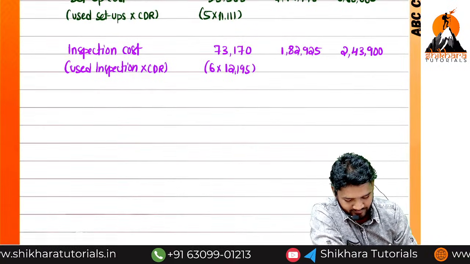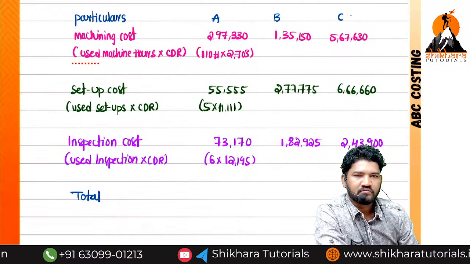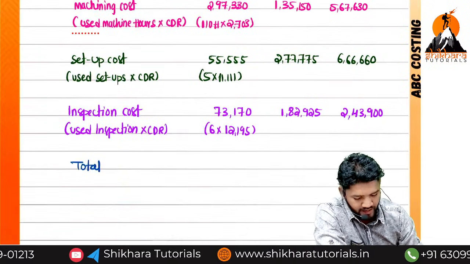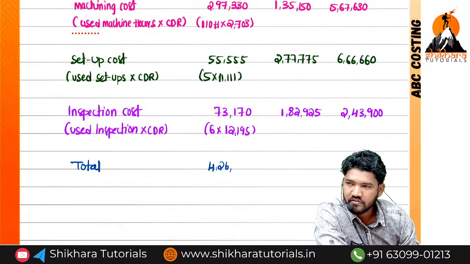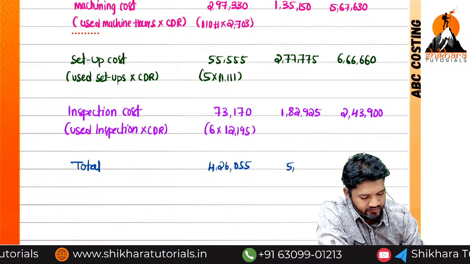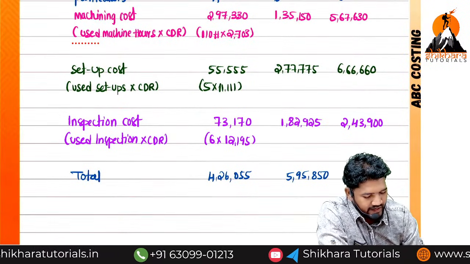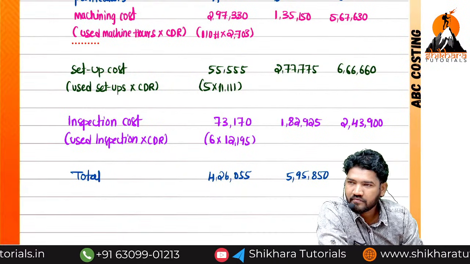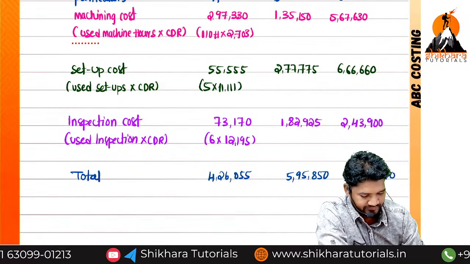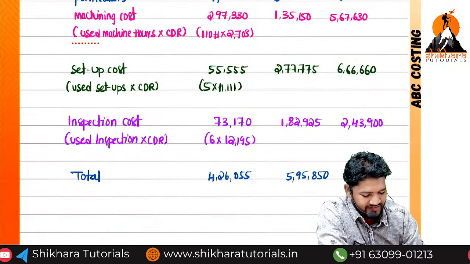You will get the total. Product A total please. Solve one product, we can save time. Product A, 4 lakh 26,000. Anyone B? 5 lakh. Anyone C? 14 lakh 78. 77,920. 14 lakhs 78,190.